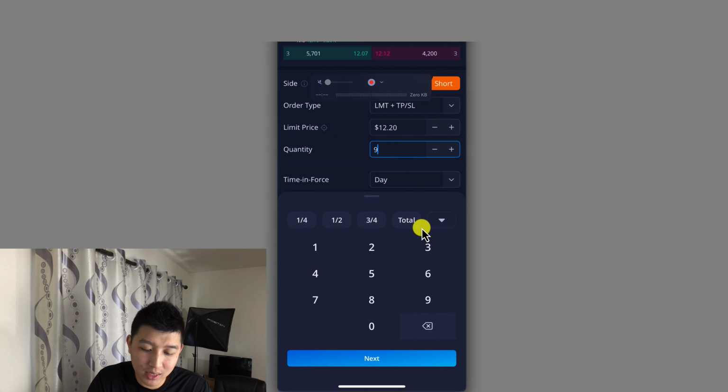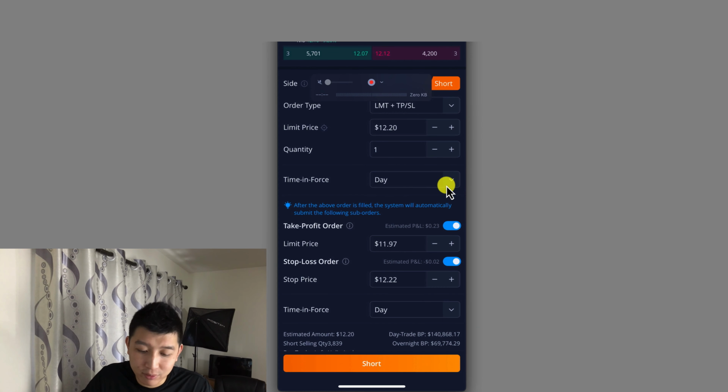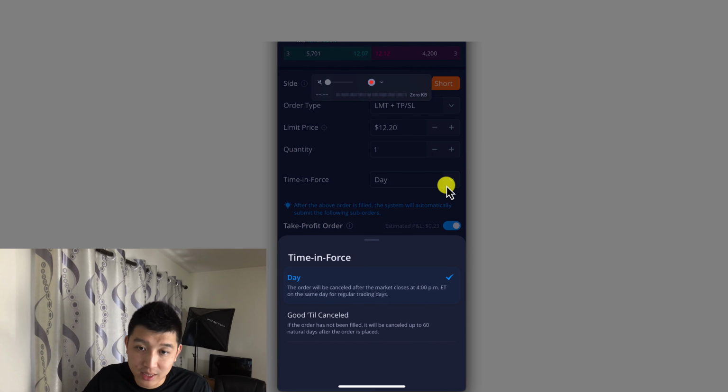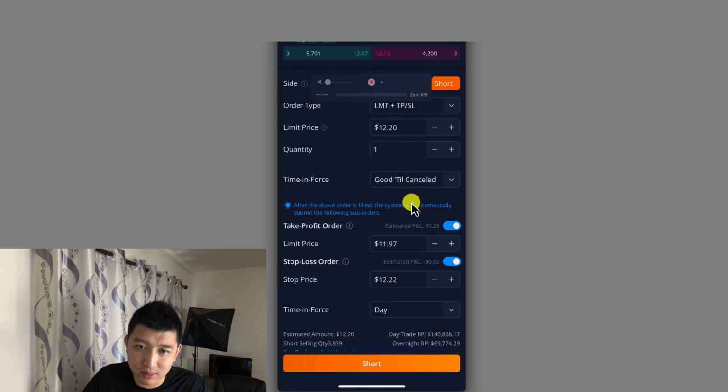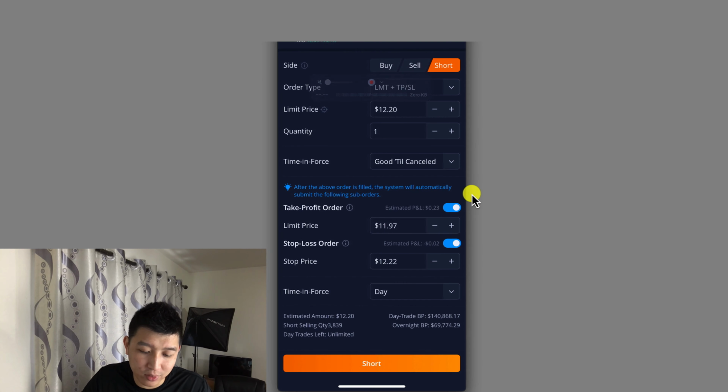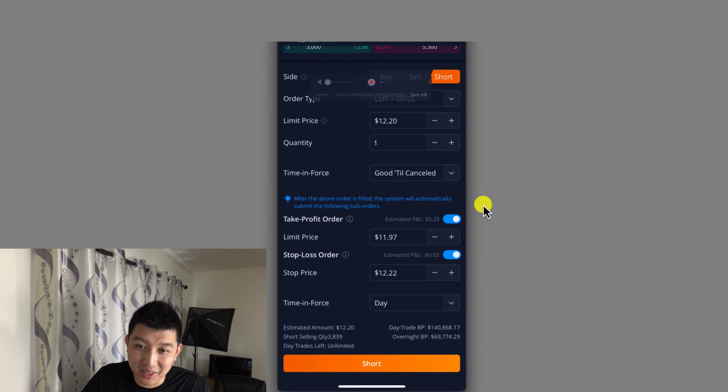For quantity, I'm just going to put 1. For time in force, you could put day or good till canceled. Let's just try good till canceled. Actually, I've never hit good till canceled before. Usually when I do something like this, I just buy at market so it executes a little bit faster.